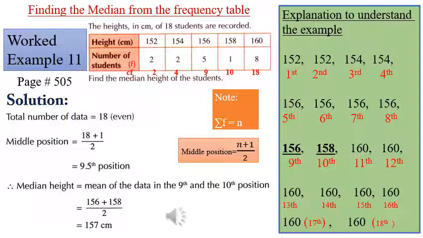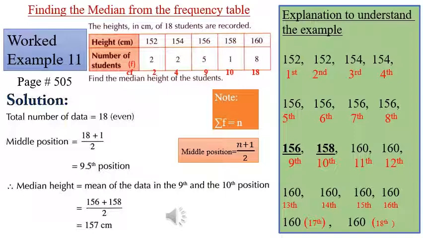centimeters. In our previous lesson we found the median of a set of data. That data was given in a list, but in this question the data is given in a frequency table. First of all we will find the middle position. The formula for the middle position is n plus 1 over 2. N is the sum of frequency. Sum of frequency is equal to the number of data. Sum of frequency is 18, so the number of data is 18. This is also given in the statement of the question.